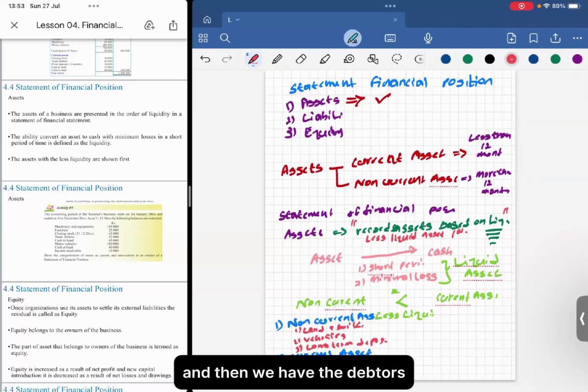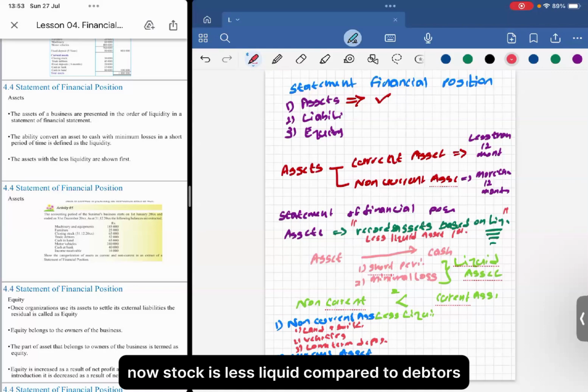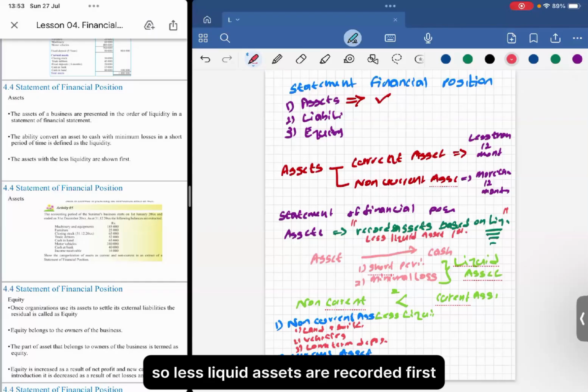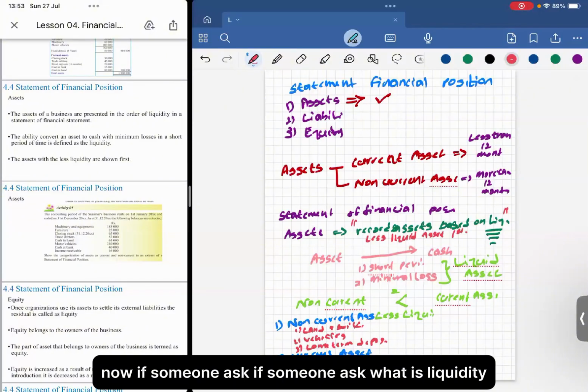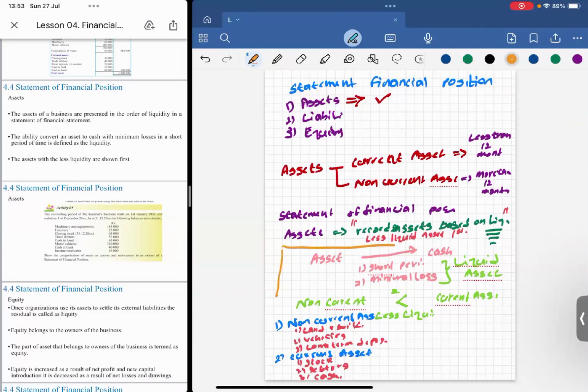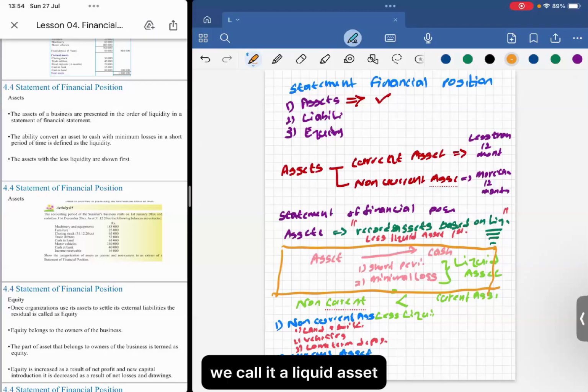And then we have the debtors. And finally, we have cash. So cash is highly liquid. Stock is less liquid compared to debtors. Debtors are less liquid compared to cash. So less liquid assets are recorded first. Now, if someone asks what is liquidity, if someone can convert an asset into cash with a minimum loss within a short period, we call it a liquid asset.